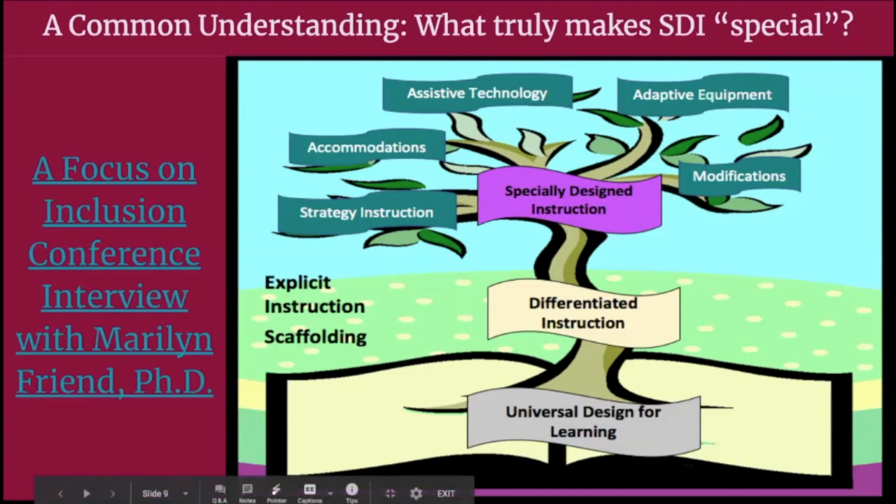I think that's what most people think of when they think of SDI. But we can't leave off those strategy instruction, because if all those students needed was accommodations and modifications, they probably wouldn't have an IEP. We could just have a 504 plan in place for them. So I think that's important to note, that we've got to think of all those things when we get to that specially designed instruction. A way to think of this is, let's go back down to universal design for learning.